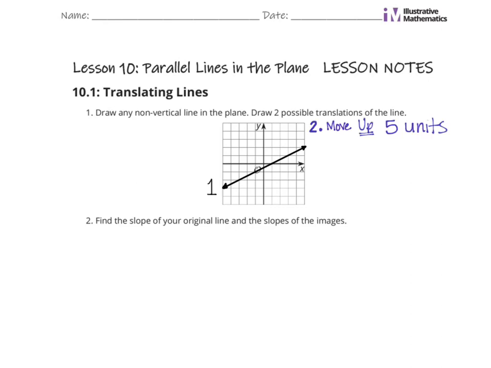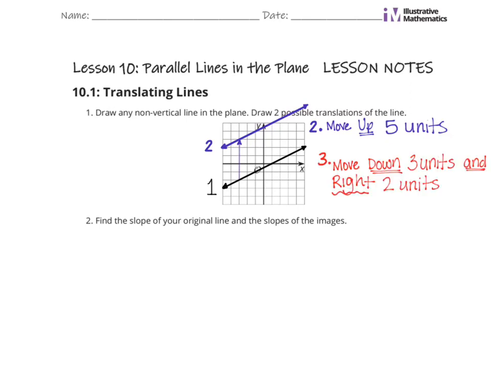So I'm going to move it up 5 units, and when I do that, it gets up there to where it's blue. That's my second line. And the other translation is I'm going to move it down 3 units and to the right 2 units. And there you have it in red. And so I'm showing you even in the diagram that this one went up 5 units, went here, and then this one here, I took this 1 point, went down 3 and over 2, and it's right here, and then the line got moved over there.